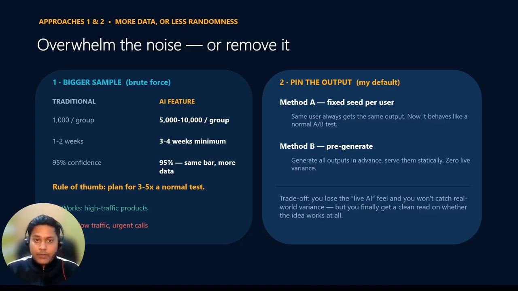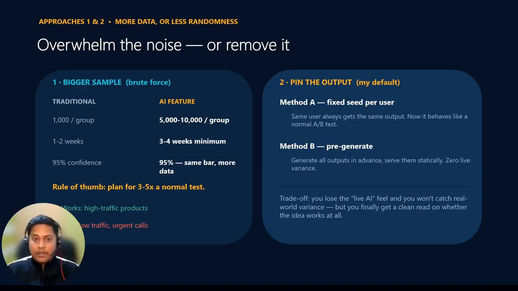Approach two, pin the output. Instead of accepting the randomness, you remove it. Method A, set a fixed random seed per user, so a given user always gets the same AI output. So suddenly your variant holds still and it behaves like a normal A/B test. All your existing statistical instincts work again. And method B, even more aggressive, pre-generate every output in advance and serve them statically.